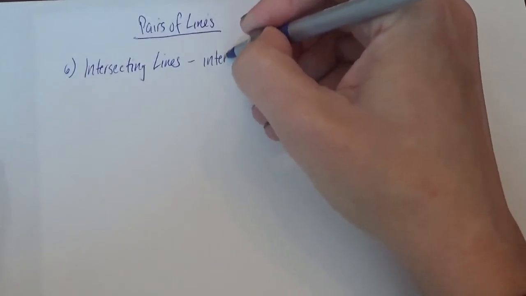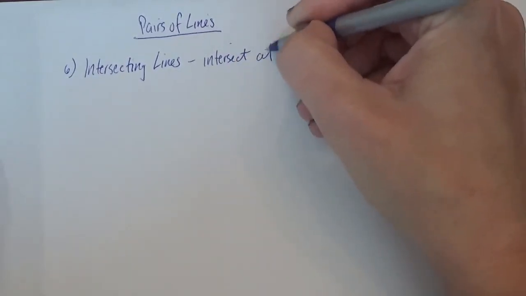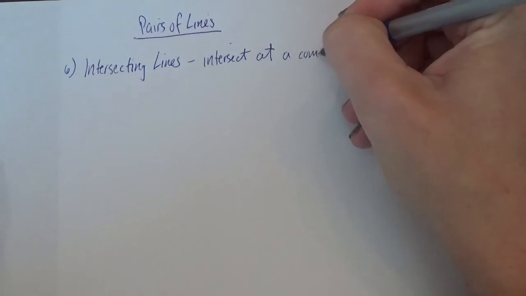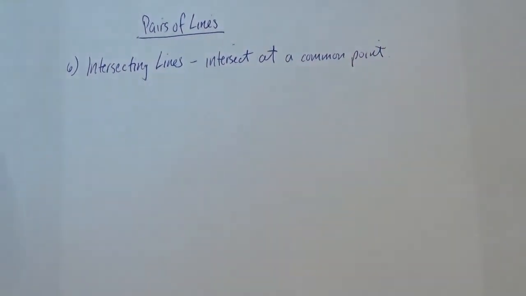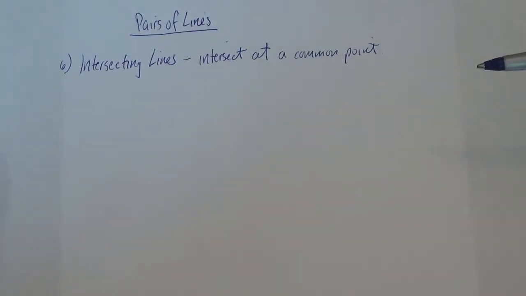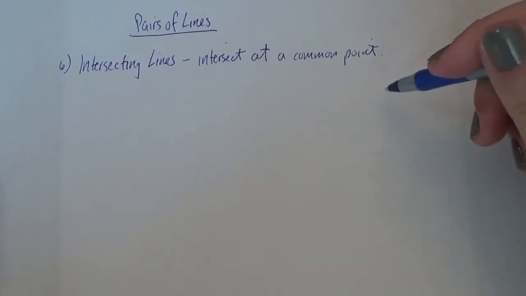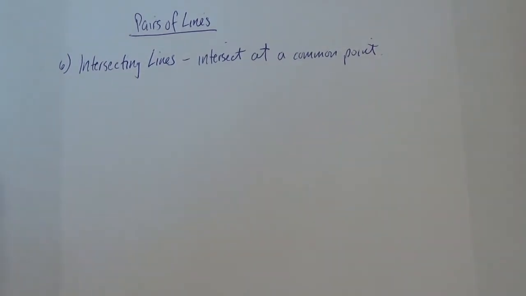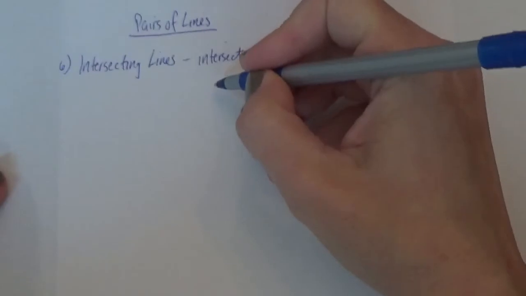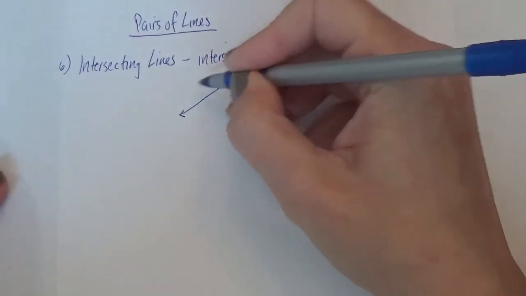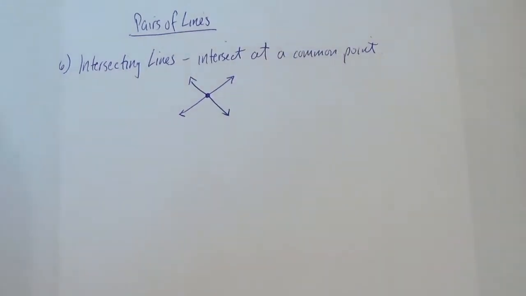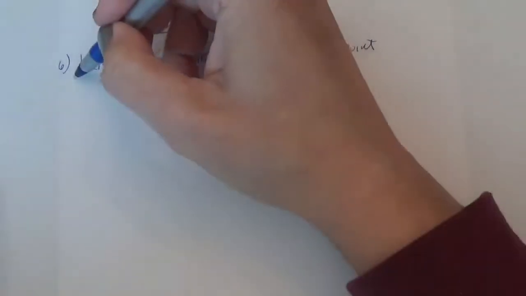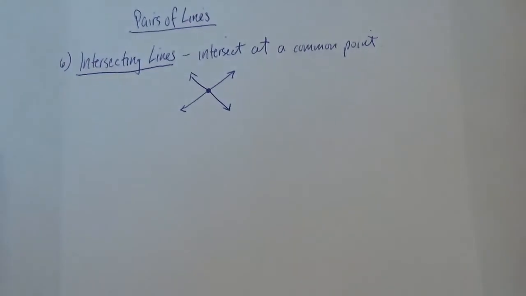They just intersect at one point, at a common point. Basically, they cross. Think about an intersection, right? Route 50 and Lake Hill Road. There's an intersection, and if you stood in the middle, please don't do that, you would be at the common point. You'd be on both roads at the same time. So, you know, here's a line, here's a line. The point where they intersect is right there. All right, so that's intersecting lines. They just cross at a point.